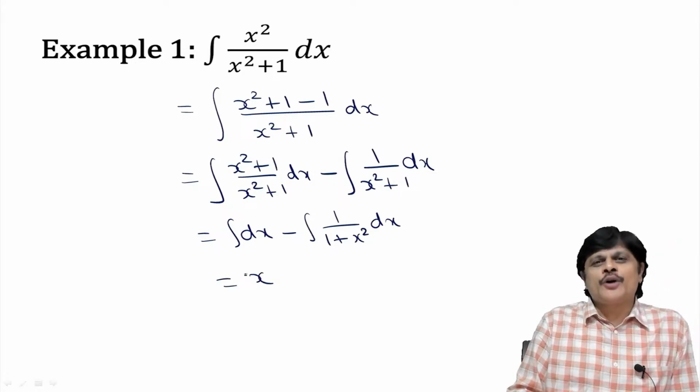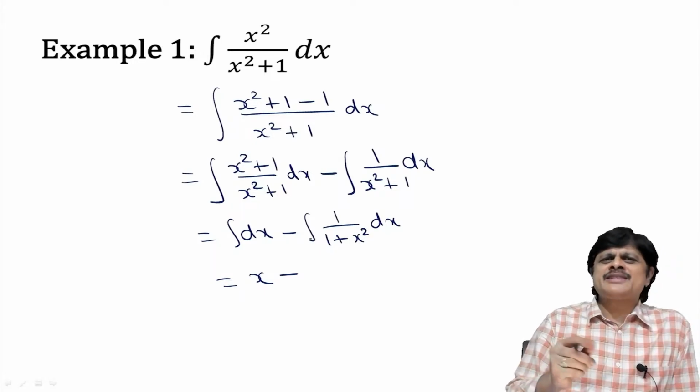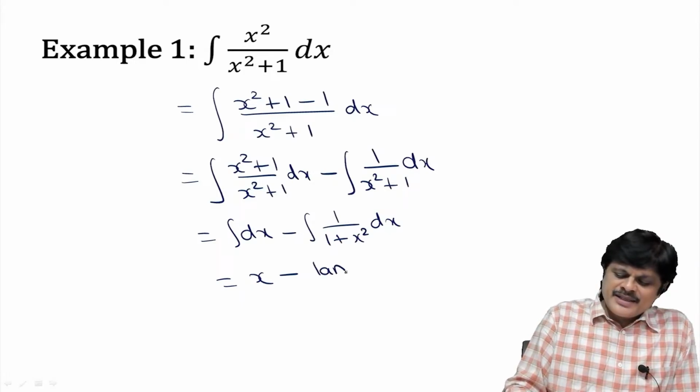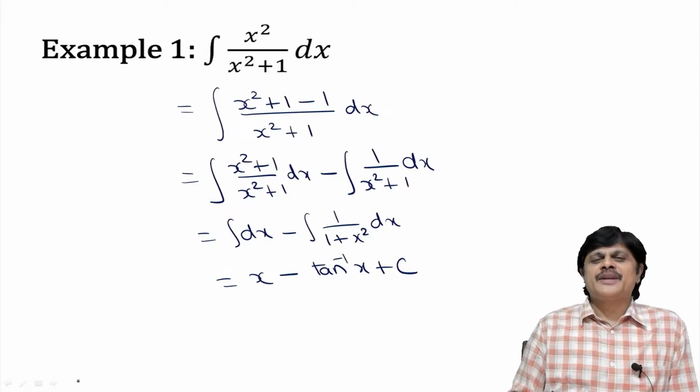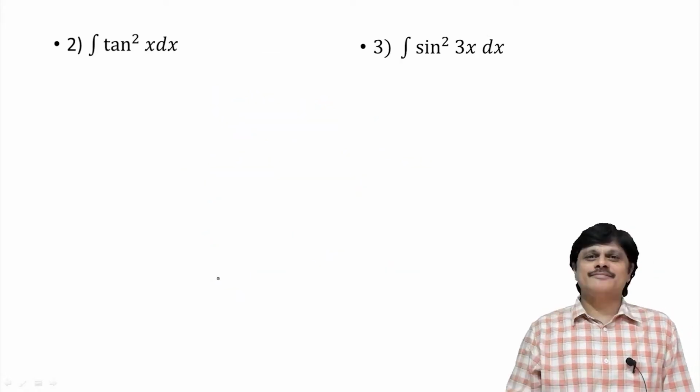nothing but integral of the constant 1, which is x. Okay, 1 means constant, so c x, 1 means 1x. And what is integral of 1 by 1 plus x square? Tan inverse x plus constant. A very simple example. Okay, like that. Let us see the next problem.